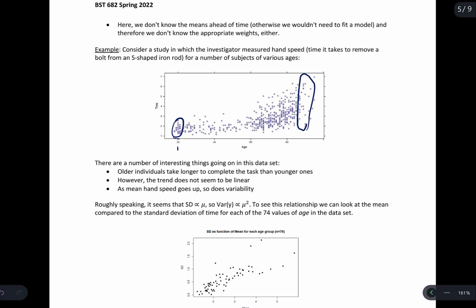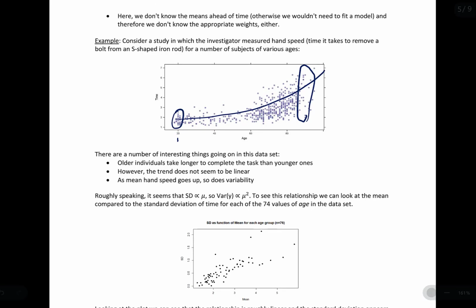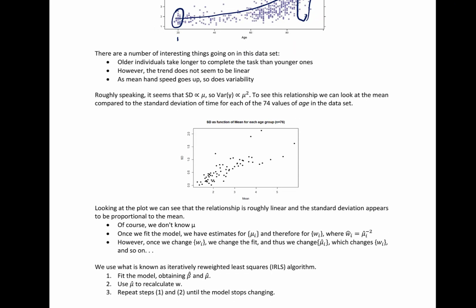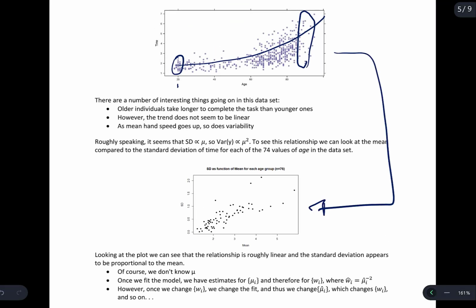We can also see that there is a slight trend upward. So in other words, older individuals are taking longer to complete the task. And this trend really isn't quite linear. It does seem like there's a little bit of curvature in there. So roughly speaking, it appears the standard deviation is proportional to the mean, and therefore the variance will be proportional to the mean squared. So to see this relationship, we can look at the mean compared to the standard deviation for each of the 74 values of age in the data set. So moving from this plot to this plot, let's look at what we're doing here. Remember that along the x-axis you had these different ages, and if you actually counted how many age sets there would be, there would be 74 different values that age took.